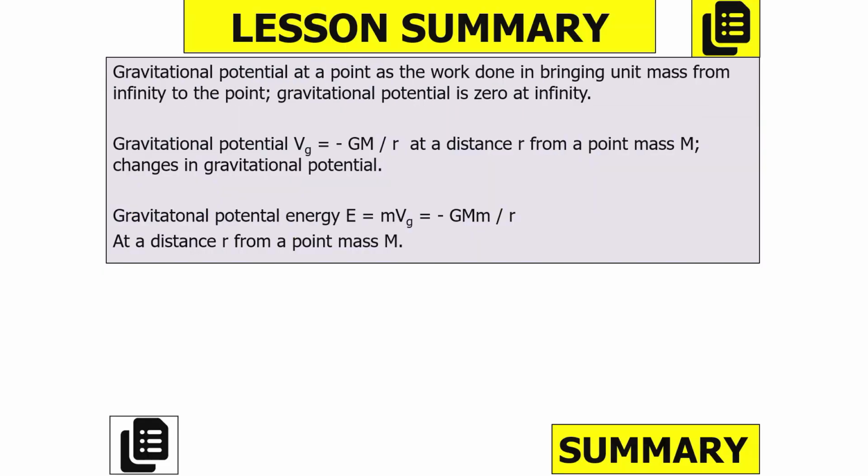So to summarise what we've looked at in today's lesson, gravitational potential at any point is the work done in bringing the unit mass from infinity to the point, and the gravitational potential is zero at infinity. The gravitational potential is equal to minus GM over r at a distance r from a point mass M, and that leads to changes in gravitational potential. Whilst the gravitational potential energy is equal to mV, which is equal to minus GMm over r at a distance r from a point mass M.